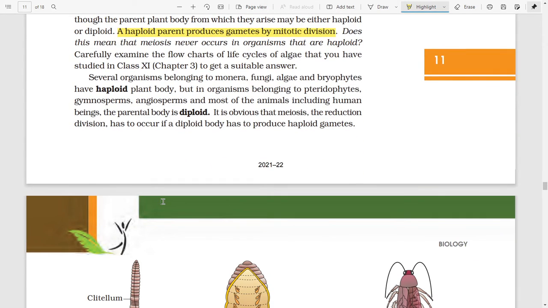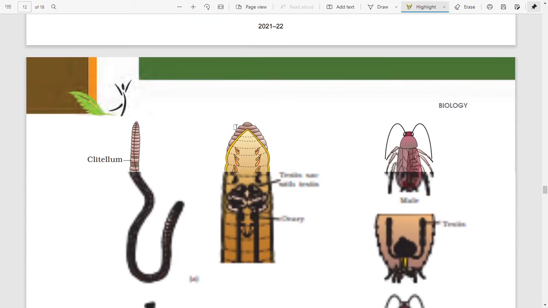Several organisms belonging to Monera, fungi, algae, and bryophytes have a haploid body, but organisms belonging to pteridophytes, gymnosperms, and angiosperms have diploid bodies. It is obvious that meiosis, reduction division, has to occur if the haploid body has to produce a haploid gamete.